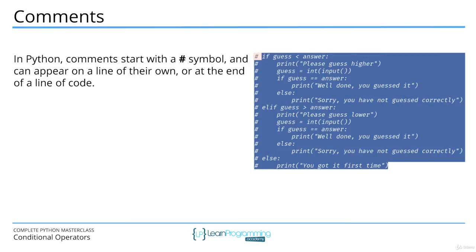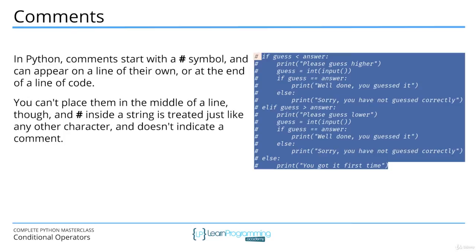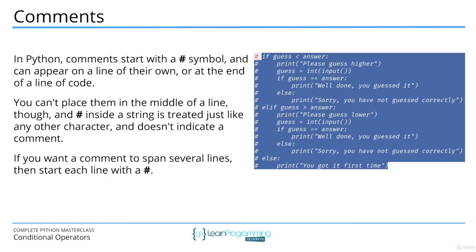In Python, comments, as you can see, start with the hash symbol, and they can appear on a line on their own or at the end of a line of code. You can't place them in the middle of a line though. The hash inside a string is treated just like any other character and doesn't include a comment. If you want to comment over several lines, start each line with a hash, as I've done here.